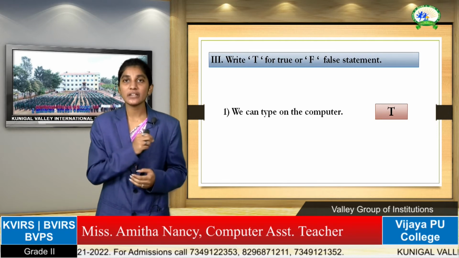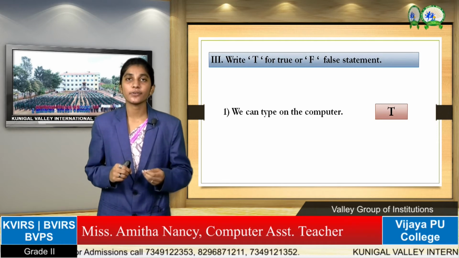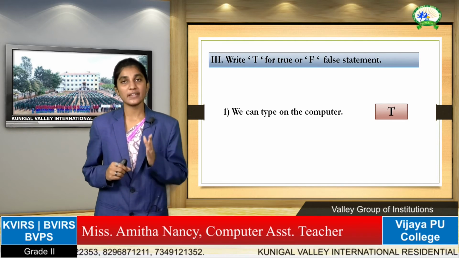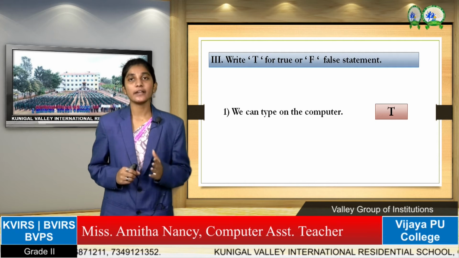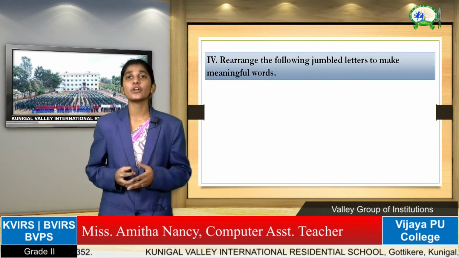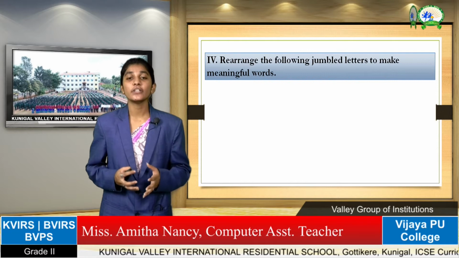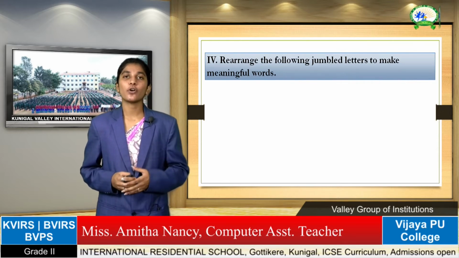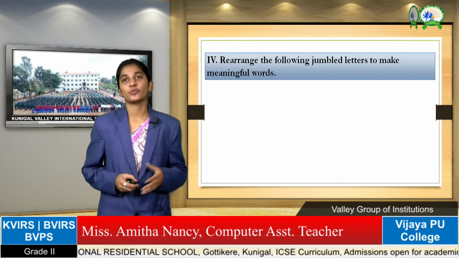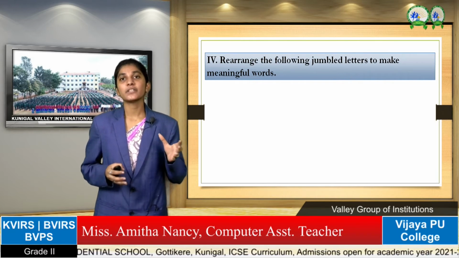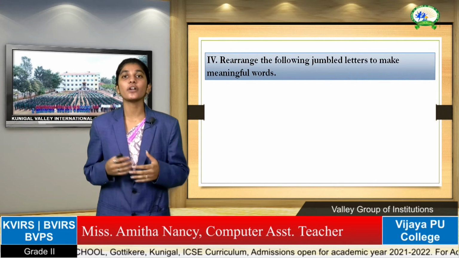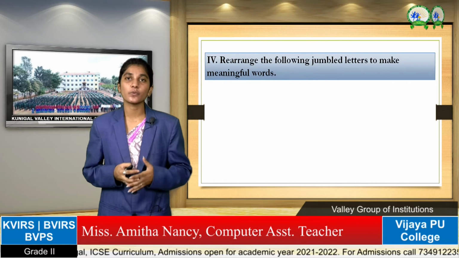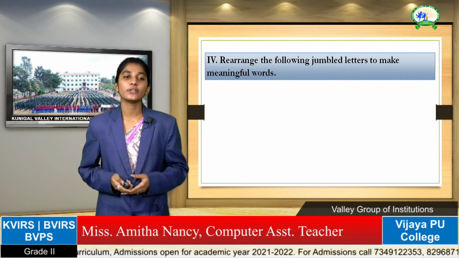Like that, you have to read the sentence and then identify whether it is a right statement or a wrong statement. If it is wrong, write F. If it is right, true. And in the fourth main, you are having: rearrange the following jumbled letters to make meaningful words. A word will be given with jumbled letters. It is not arranged properly, so to make it meaningful, you have to arrange the letters in order to make a meaningful word.